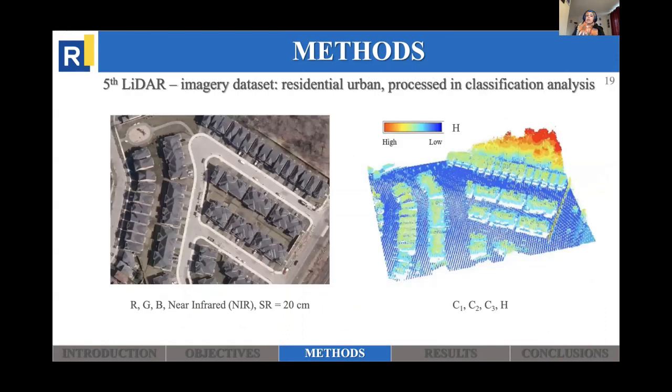This is a 5th LiDAR image dataset that covers a residential urban area, and it is the dataset that has been processed in the subsequent classification analysis, as we will see. The aerial image was acquired in 4 bands: red, green, blue, and near infrared. And the corresponding LiDAR data are multispectral LiDAR data acquired in 3 different bands or channels, 1, 2, and 3, in addition, of course, to the height feature.